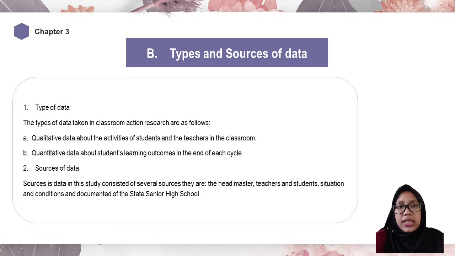Next is point B on chapter 3, types and source of data. The type of data taken in the classroom action research are: A, qualitative data about activities of the student and the teacher in the classroom. B, quantitative data about students' learning outcomes at the end of each cycle. Number 2 is source of data. The sources of data in the study consisted of several sources. They are the headmaster, teacher and students, situation and condition, and documents of the state senior high school.